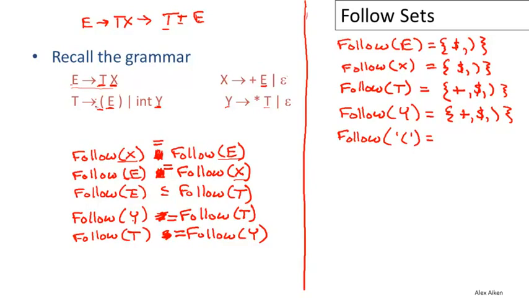And the first of T was what? It was open paren and int. Okay. And if you think about this for a minute, this makes complete sense. What can come after an open paren in any valid string in this grammar? Well, it's either going to be another nested parenthesized expression, or it's going to be an integer.